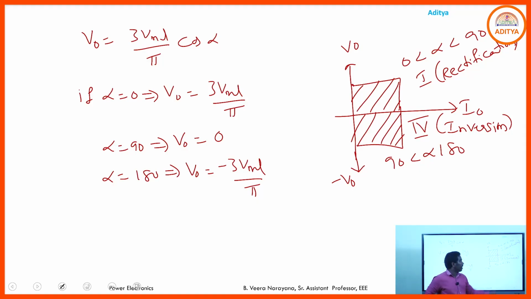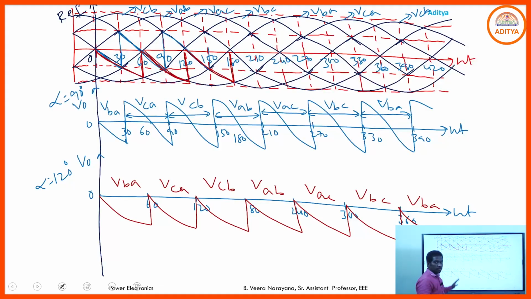Depends upon the firing angle. If alpha is less than 90 degrees, you are getting the rectification. If alpha is greater than 90 degrees, we are getting the inversion operation. This is the average DC output voltage and quadrant representation and output voltage waveforms for RL load in continuous conduction mode. If you go through the discontinuous conduction mode, we will see the output voltage waveform.